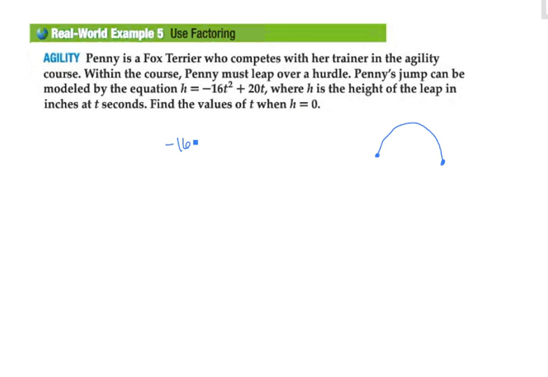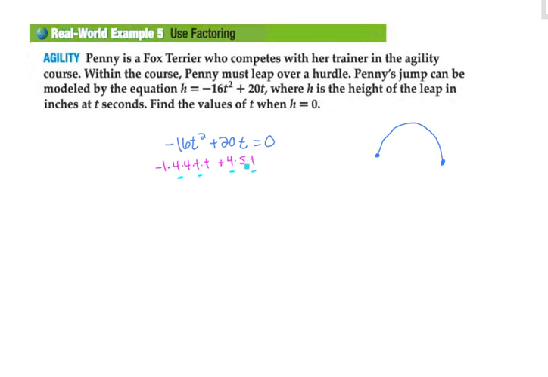So I'm going to write negative 16t squared plus 20t, and I know that they want us to have that equal to 0. So here we go. Let's go ahead and do some factoring. Again, I'm going to look in the future and I see 16 and 20, and I know that they have a 4 in common. So that's how I'm going to factor negative 16. There's a negative 1, there's a 4, a t, and a t. 20t has a positive 4, 5, and a t. Okay, which looks like we have a 4 in common and we have a t in common.